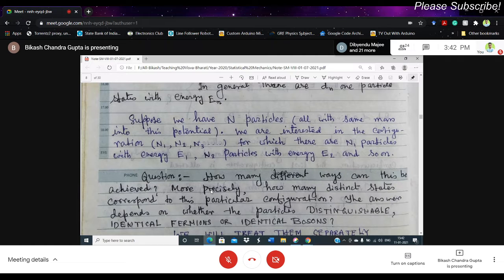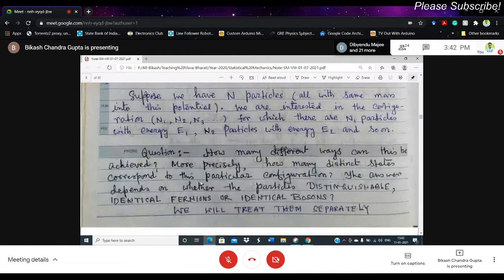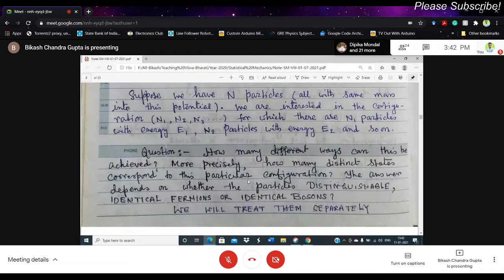Now, the question is how many different ways can this be achieved? More precisely, how many distinct states correspond to this particular configuration? The answer, of course, depends on whether the particles are distinguishable, identical fermions, or identical bosons.